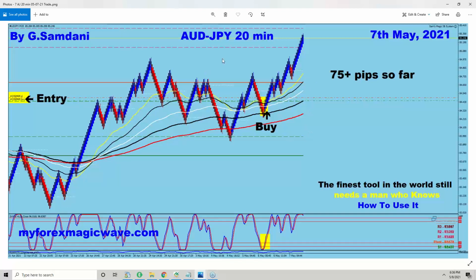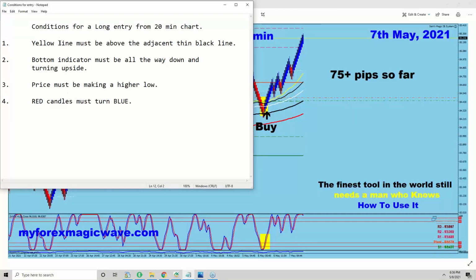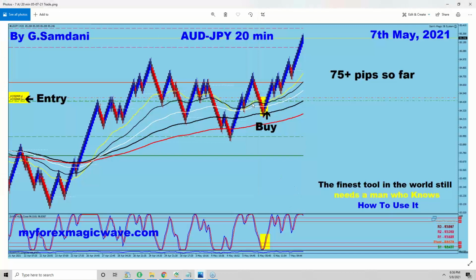So now let me show you the 4 conditions of the setup. For example, this is a long setup here, right? And 75 pip. So why didn't I go long here? When you see the conditions, you understand. The first condition, I wrote it down on a notepad here: the yellow line must be above the adjacent thin black line. Adjacent means next to it, close to it, and the thin black line is this one. So the yellow line has to be above the black line. Here, the yellow line came below the black, so the long entry was out of the question.